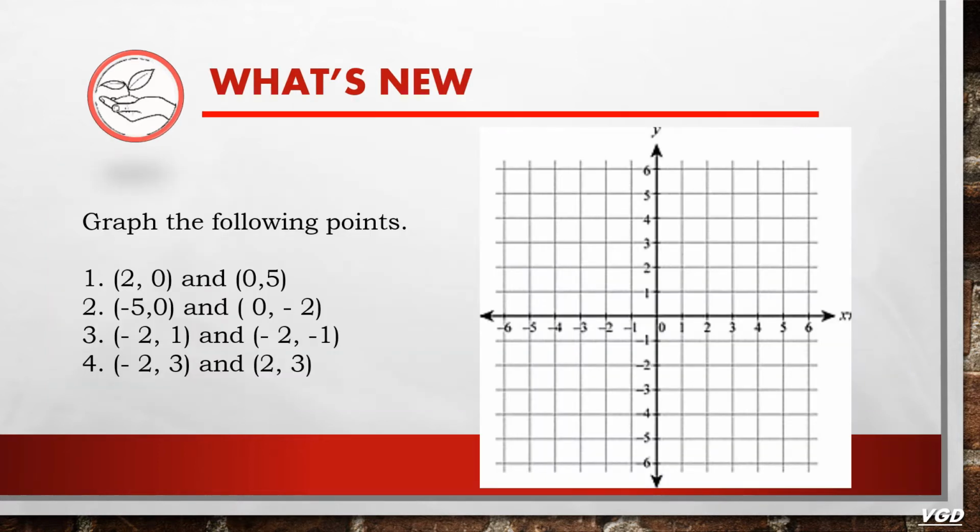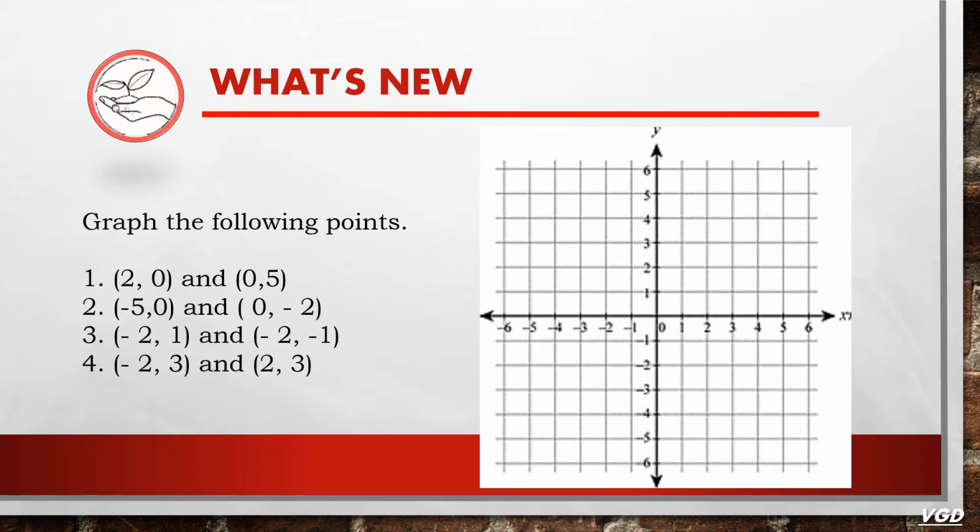What's new? This time we're going to graph the following points. Number 1, the ordered pairs (2, 0) and (0, 5). Number 2, (-5, 0) and (0, -2). Number 3, (-2, 1) and (-2, -1). Number 4, (-2, 3) and (2, 3). This time, we're going to plot all of these points in the rectangular coordinate plane, and let's see what kind of graph or the trend of the graph.